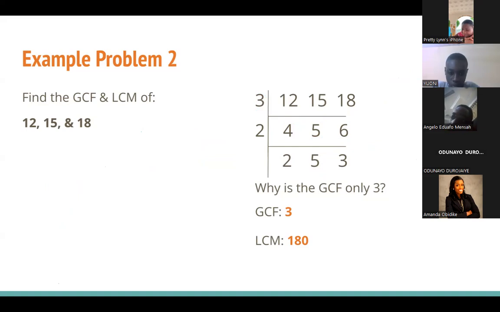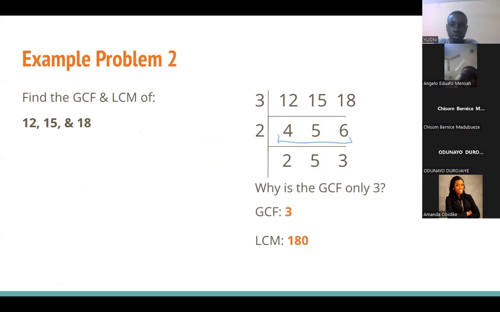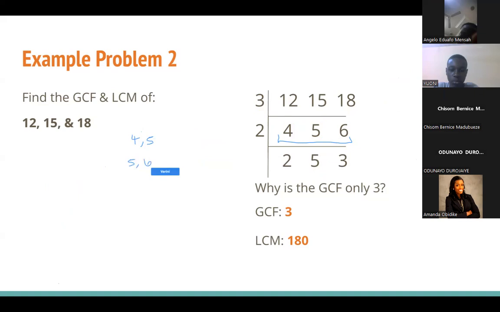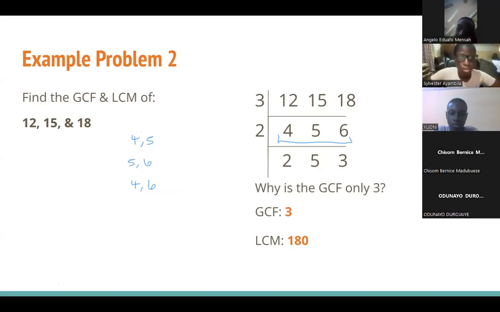Okay, I'll try to approach it a different way. When we have this set of numbers where we can't find any common number between the 3 of them, we should split it up into pairs. So instead of looking at all 3 together, let's look at 4 and 5 as one pair, 5 and 6 as another pair, and 4 and 6 as another pair. Okay? Whoever is raising the hand.